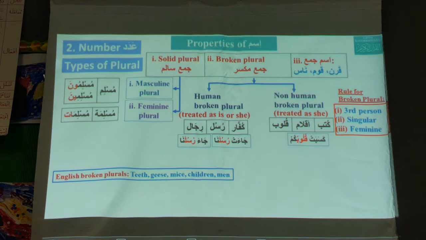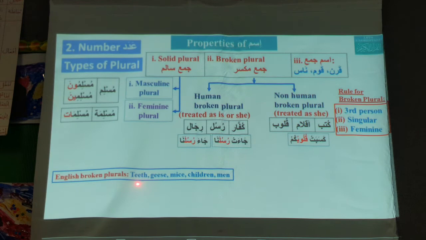Similarly, we say tooth. We do not say tooths in English as a plural. The plural is teeth. Like goose, not gooses, it is geese. Similarly, child, not child's, plural is children. So similarly, in Arabic also, there are words or ism that do not follow a certain pattern. Those plurals are called broken plurals. Okay? So there are two types of broken plurals. One is called human broken plural. The second one is called non-human broken plural.